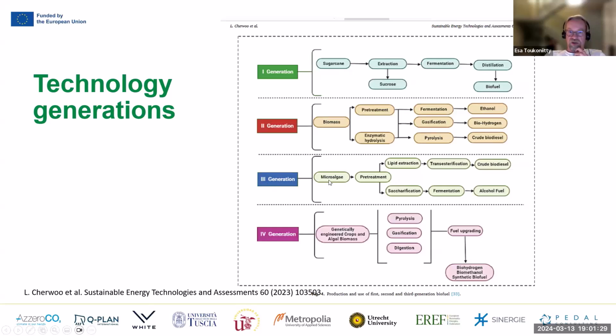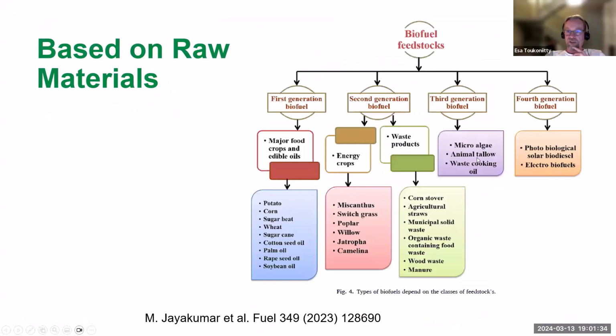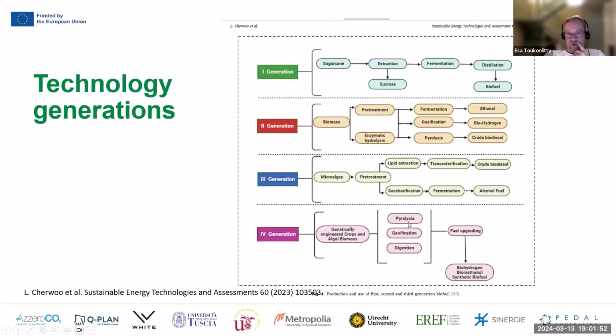Here the third generation is microalgae. Let's say, was it here? Here is also microalgae, waste cooking oil. I would say, now that I look at the waste cooking oil, in my opinion, it should be maybe more in the second generation waste products category. But there are variations, as I said. Pre-treatment, extraction, transesterification, and fatty acid methyl ester.